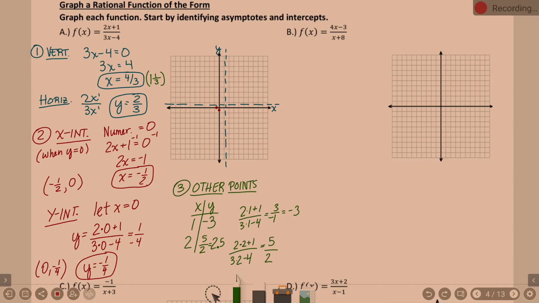Okay. Now let's look at where these points are and see if they confirm what we were already thinking. 1, negative 3. From the origin is right 1, down 3. It's right there next to the asymptote, yes? But is it continuing with the shape I was suggesting we would have down there? Yeah. Now, what about 2? It's 2, so 2 right, and then up 2.5.